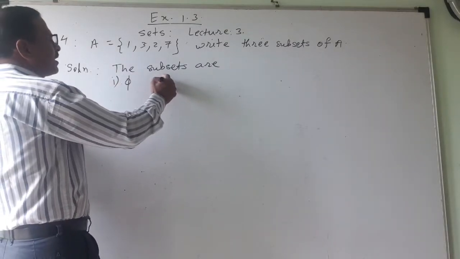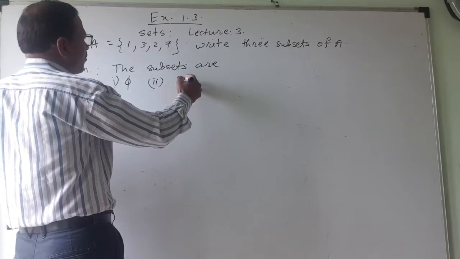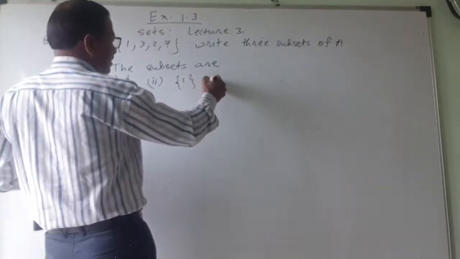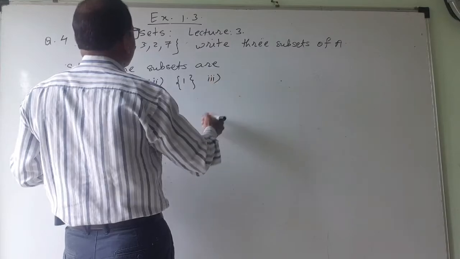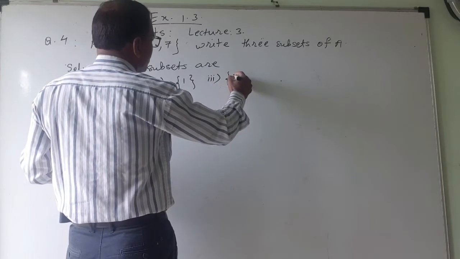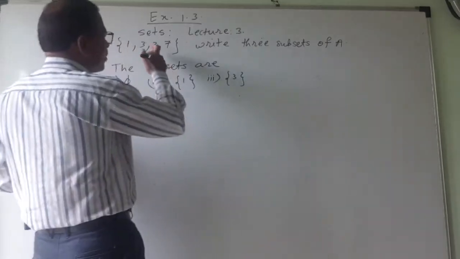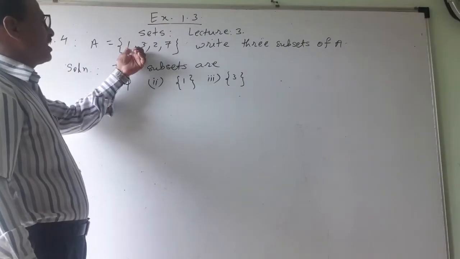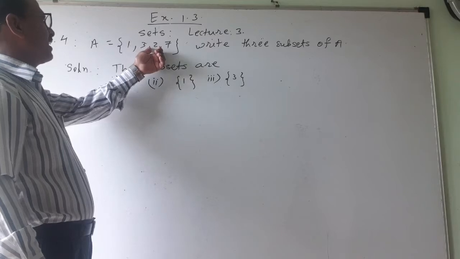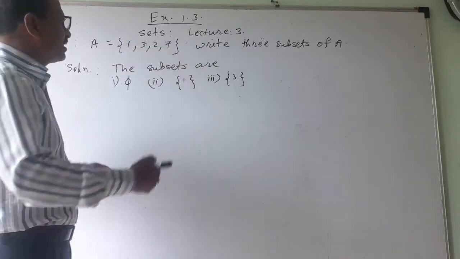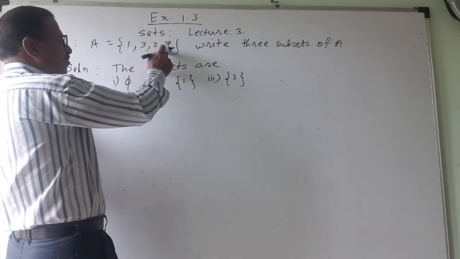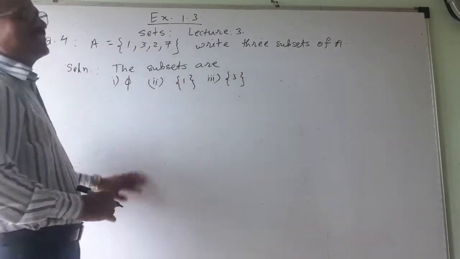Number 2. Can I say that set {1} is a subset of it, a part of it? Yes. Number 3. Only 3? Yes. Only 2? Yes. Only 7? Yes. {1, 3}? Yes. {2, 3}? Yes. {1, 7}? Yes. So there are 1, 2, 3, 4 elements. 2 to the power 4 is 16 subsets.